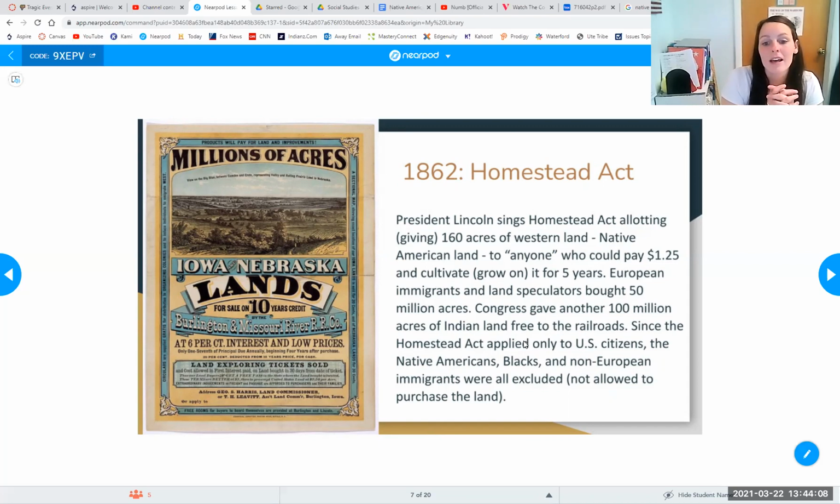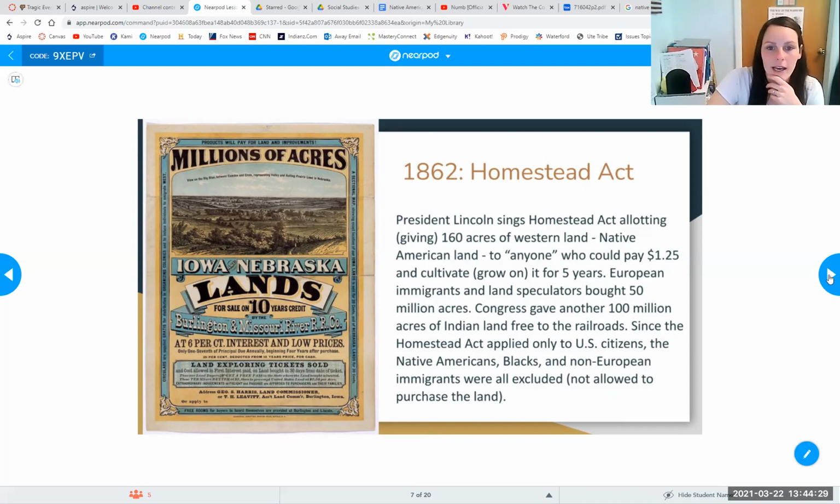So, Blacks, non-European immigrants, and Native Americans were excluded. Native Americans weren't even allowed to purchase their own land. So go figure. So this is just a copy of an ad with millions of acres, Iowa and Nebraska. Here's just an advertisement for that.